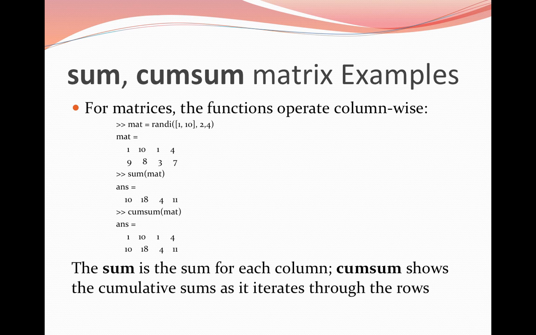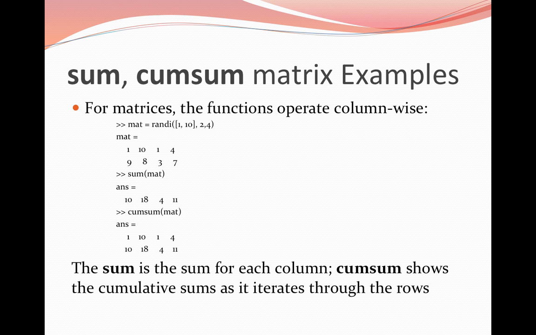For a matrix, again, it's going to go column by column. So here's a matrix that has random integers in the range from 1 to 10, a 2 by 4 matrix. Sum of the matrix is going to sum each individual column. So 1 plus 9 is 10, 10 plus 8 is 18, and so forth. Cumsum is going to show us the cumulative sum as it goes through the rows in order to calculate the sums for each column.